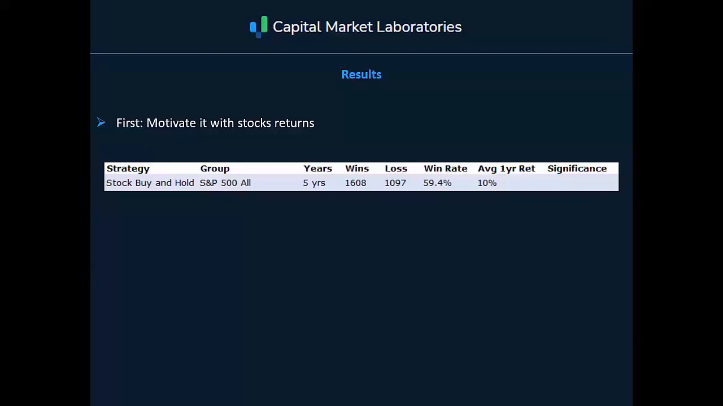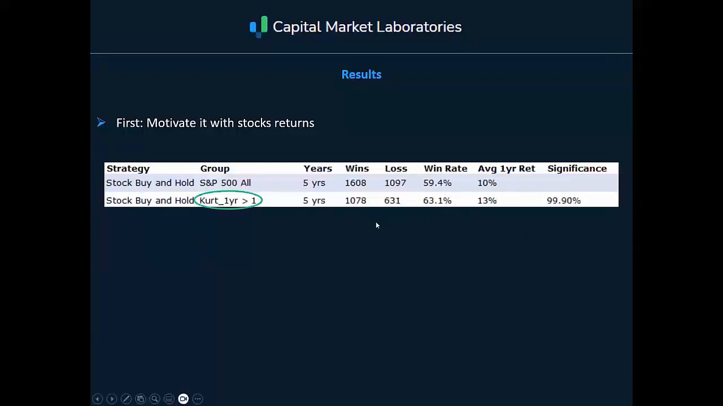The win rate, which is simply measured as were the returns positive or negative, was 59.4%. That makes sense. Stocks go up in general, in particular large caps. The average one-year return was 10%. This is not me doing anything. This is observational. Then I said, well, what if we took a measure of kurtosis, which I'm not going to tell you exactly how we did it. It's not just the return distribution. And I just said it was greater than 1. This is already standardized for the normal. And the average return went from 10% to 13%. The win rate went from 59% to 63%. There was a 99.9% statistical significance.